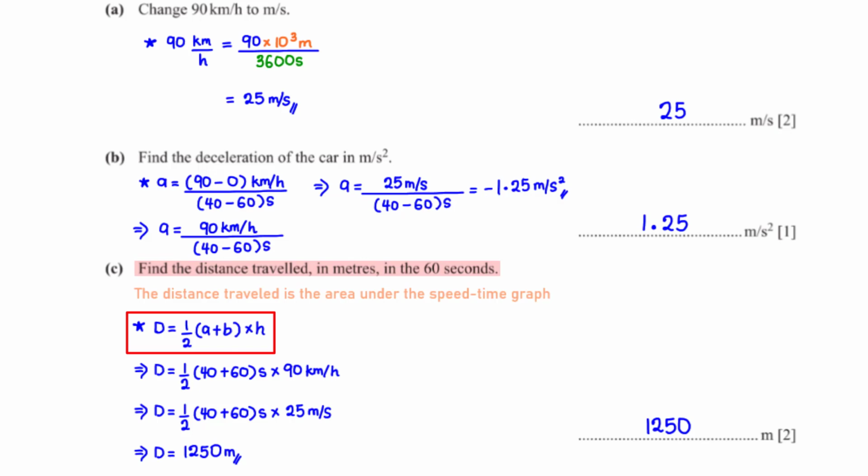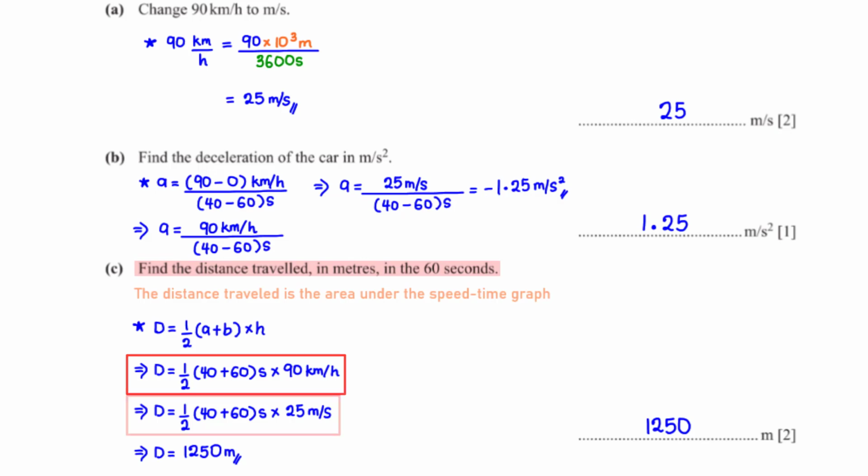From the graph, we get A to be 40 seconds, B to be 60 seconds, and H to be 90 kilometers per hour. The final answer needs to be in meters, so we convert 90 kilometers per hour to meters per second, which is 25 meters per second. When we type this into the calculator, we get 1250 meters.